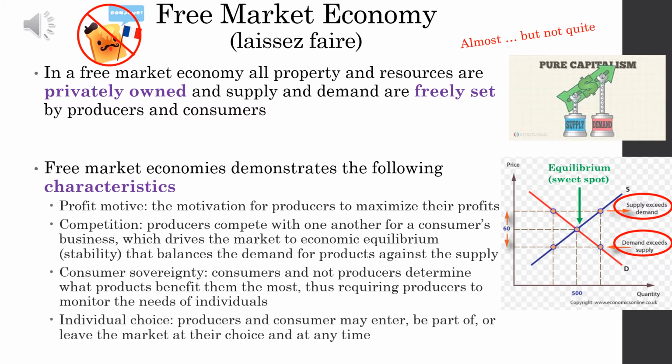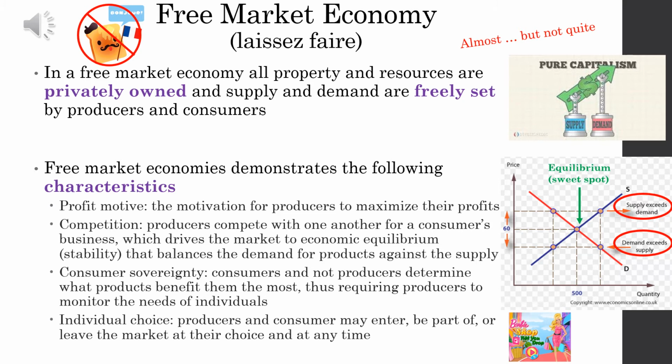Then we have individual choice. Producers and consumers may enter, be part of, or leave the market at their choice and at any time. You want to go to the Barbie shop as a consumer? Go right on in. You can buy goods there, you could look around, you could leave and never come back. It's your choice. And you could also own the Barbie shop and one day decide, I'm not making enough money doing this, I'm closing my door.